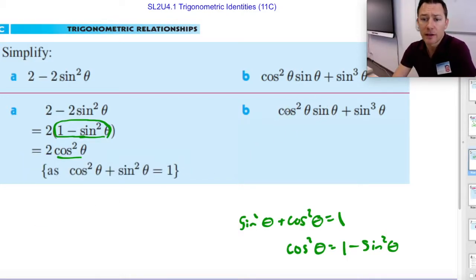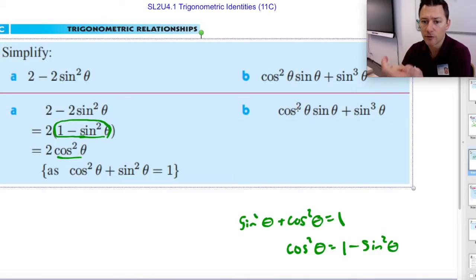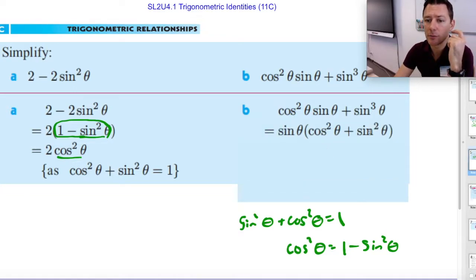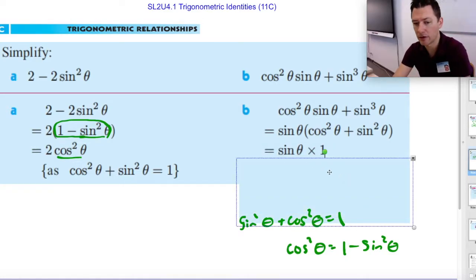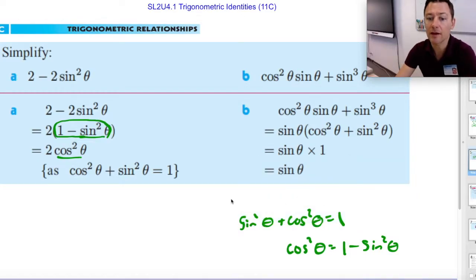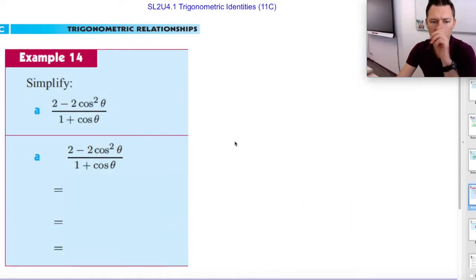This piece, you can do the same thing. This looks awful, but they both have signs. This is cosine theta times cosine of theta times sine of theta, and this is sine of theta times sine of theta times sine of theta. Pull out a sine of theta, right? And you end up with this. Factor out a sine of theta. You're left with just the cosine squared. Here you're left with just sine squared, and that is 1. Ping, right? So you end up with just sine theta. Neat.